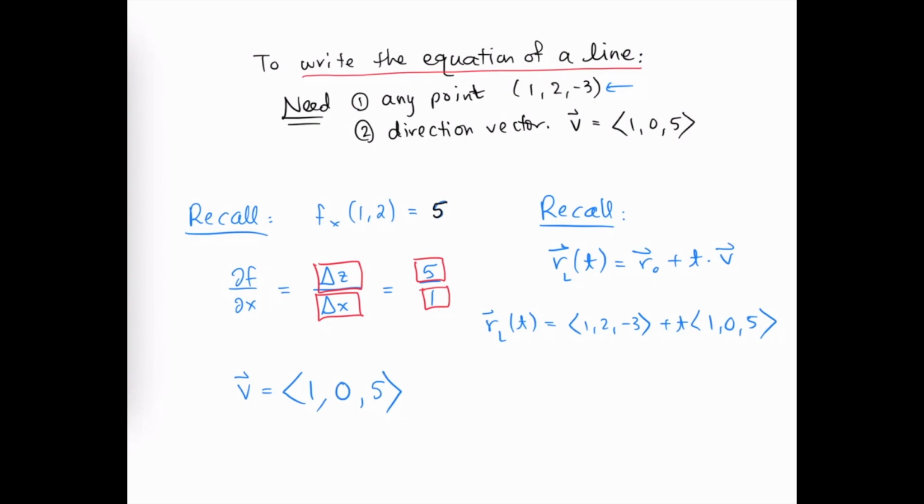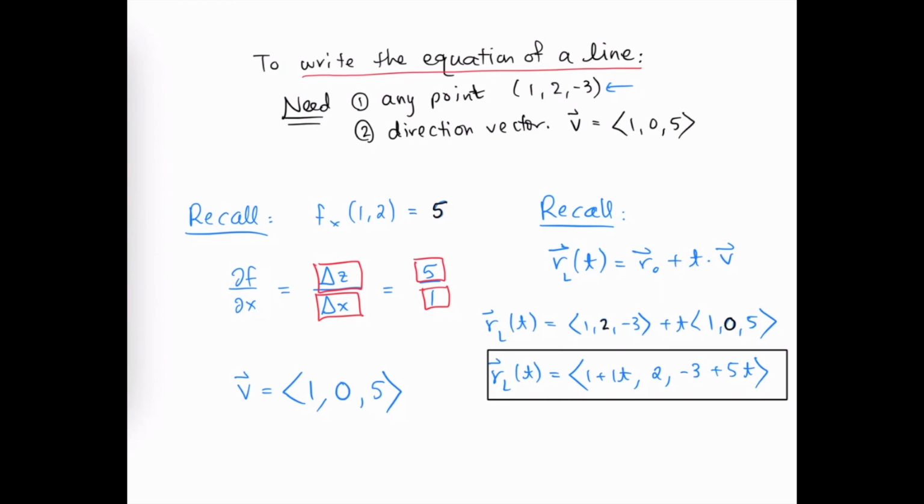We could leave it like this, or we could add these two vectors together to get 1 plus 1t. The y component is going to be 2 plus 0t, or just 2, which makes sense because we're in the constant y is equal to 2 plane. And then the z component is going to be negative 3 plus 5t, and this is a vector function for the line that is tangent to the intersection curve at the given point.